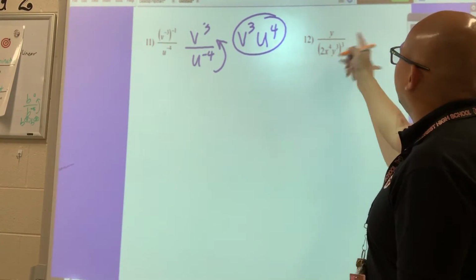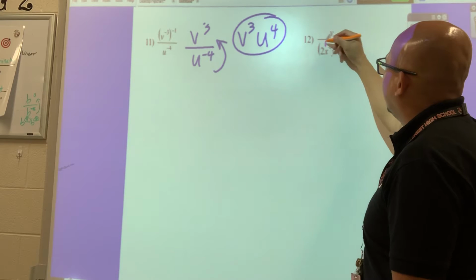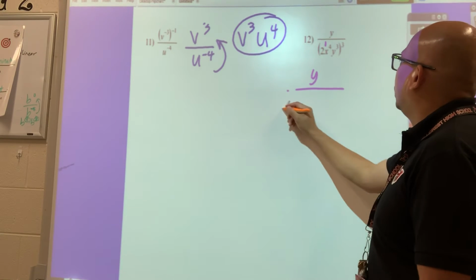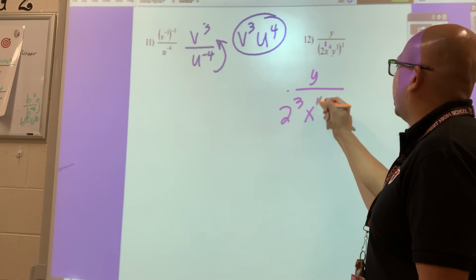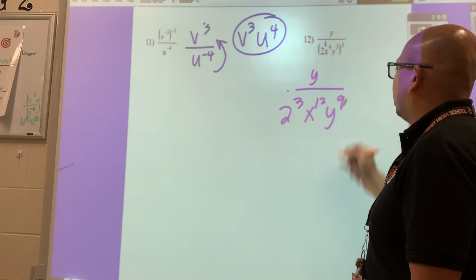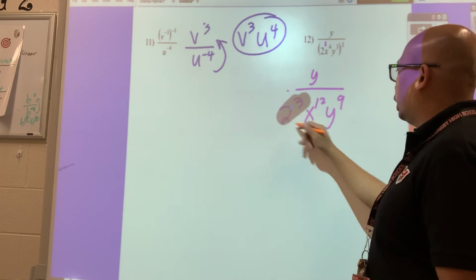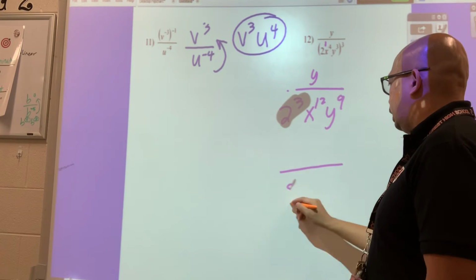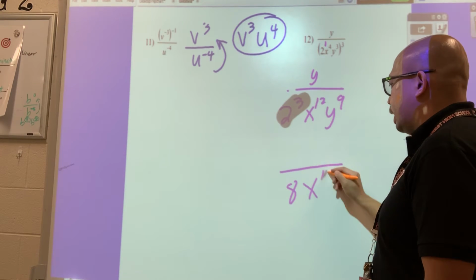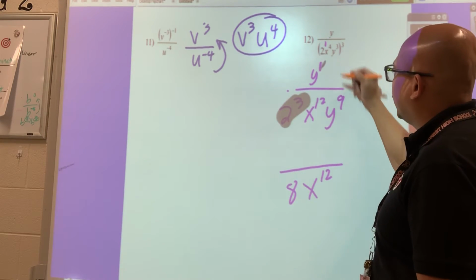And here, don't forget that you have to distribute the 3 again. So you have now 2 to the 3rd power, x to the 12, and y to the 9th power. Okay? And 2 to the 3rd is going to be 8. x to the 12 will remain x to the 12. But this is 1 here, this is 9.